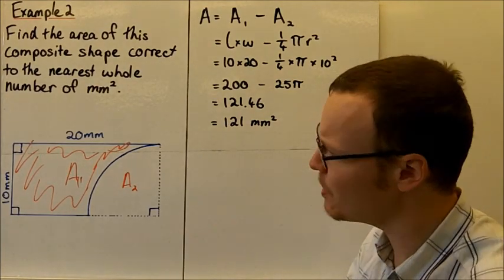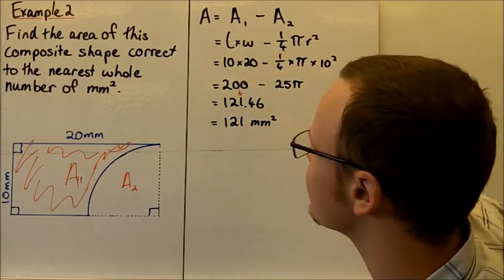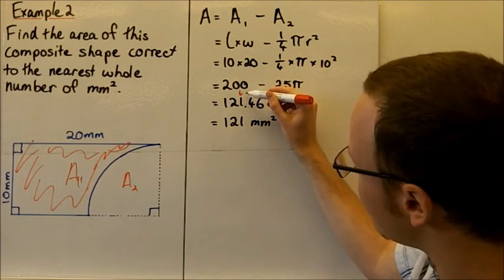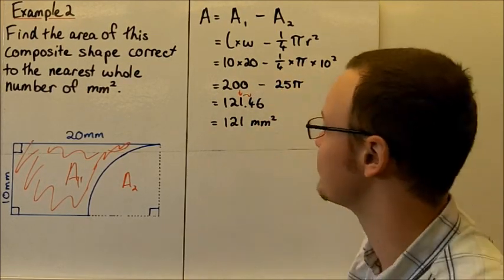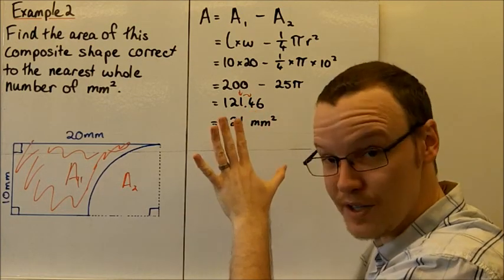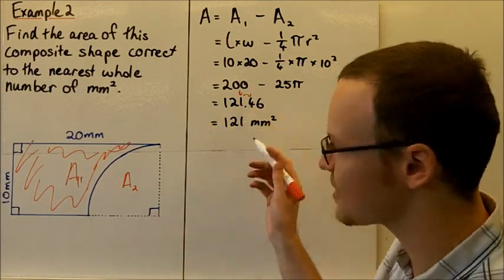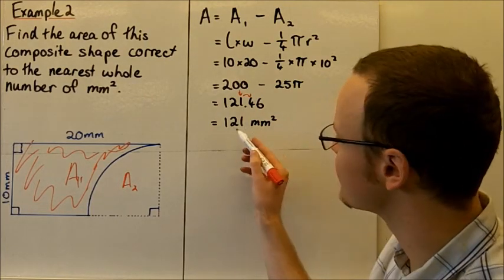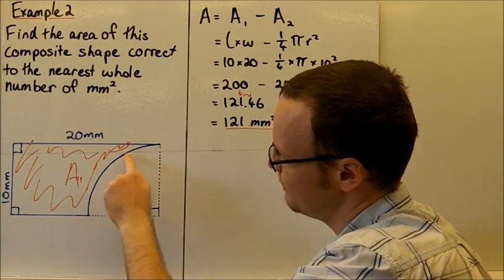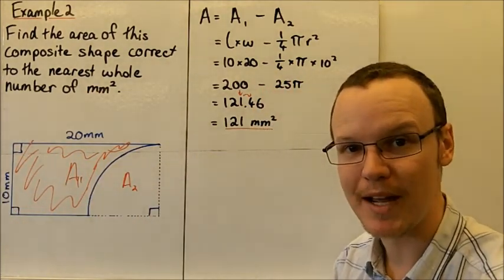121.46. But we're asked to round to the nearest whole millimetre. So we need to have a look at the value in the next decimal place to the right, and it's 4 or below. So we need to keep the number where it is. The 1 isn't going to be rounded up; it's going to stay as it is. So our answer for our composite shape is going to be 121 square millimetres.